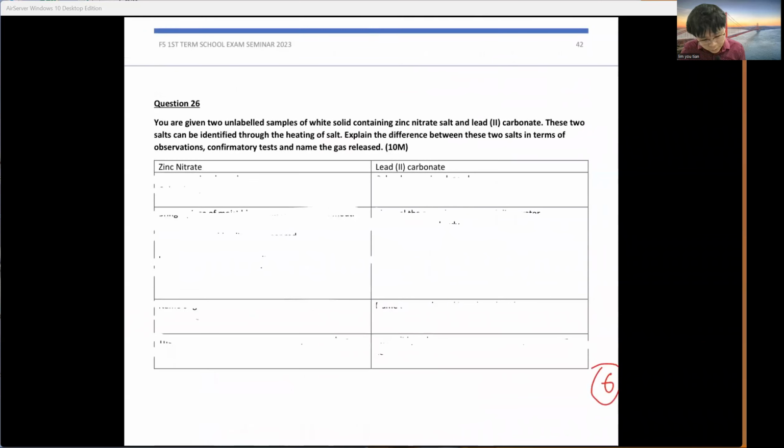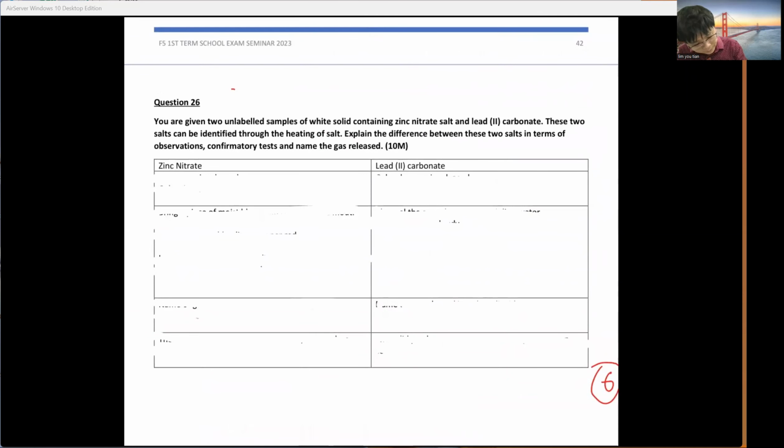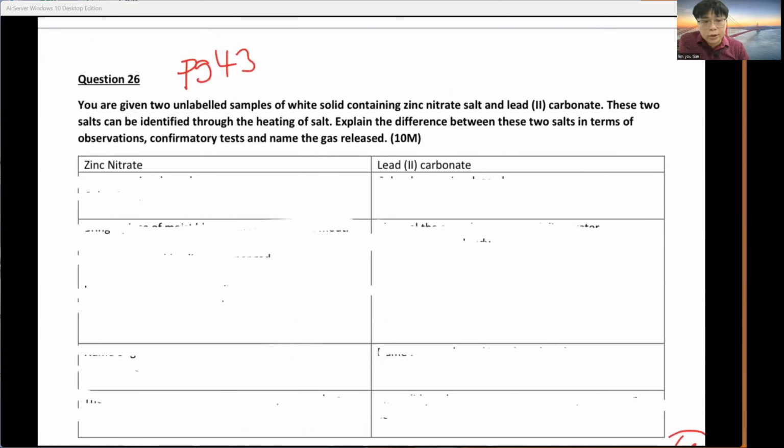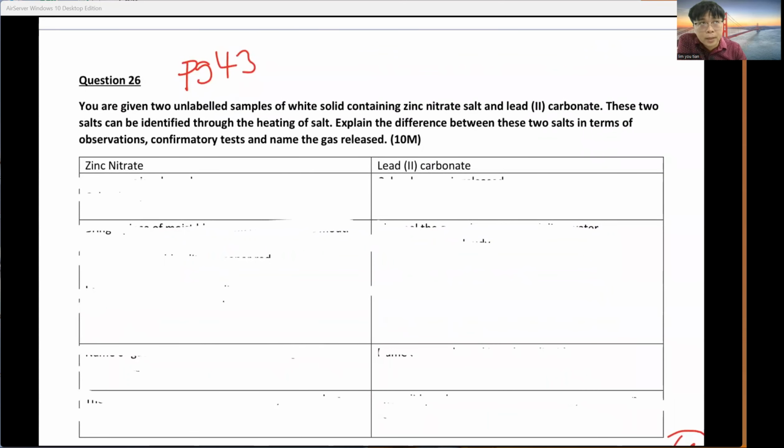Turn to page 43. Now this is one of the potential heating salt essay questions, which we can consider a KBAT question, because they want you to compare the difference. They want difference. They didn't ask compare and contrast. Compare and contrast means you need to give me similarities and differences. So they want only the differences.